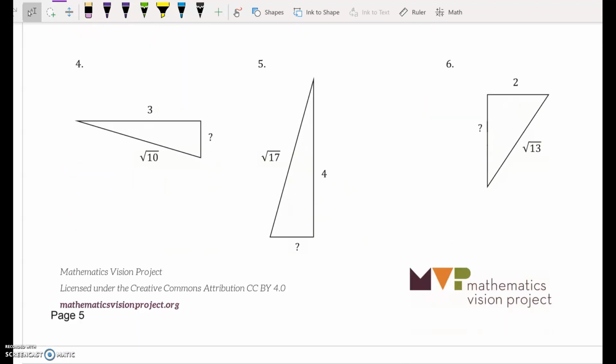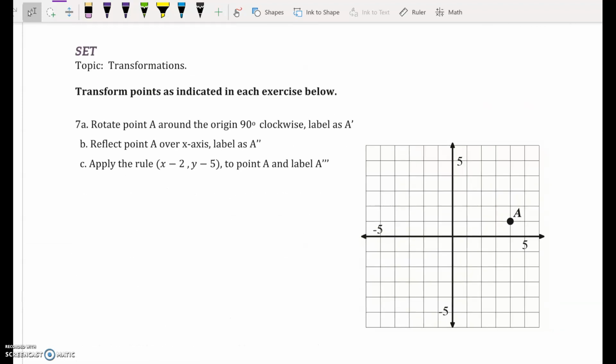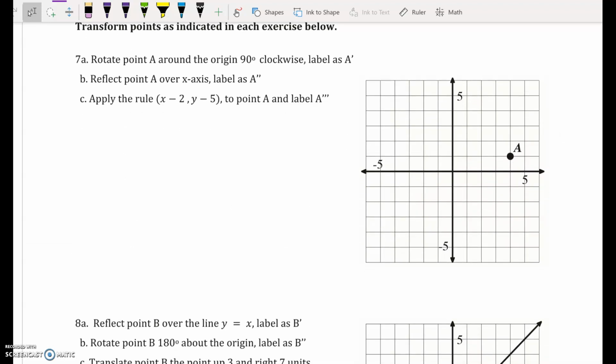All right, so that is that. This is the rotation. So this applying the rule, this is just saying that you're going to the left 2 and you're going down 5.